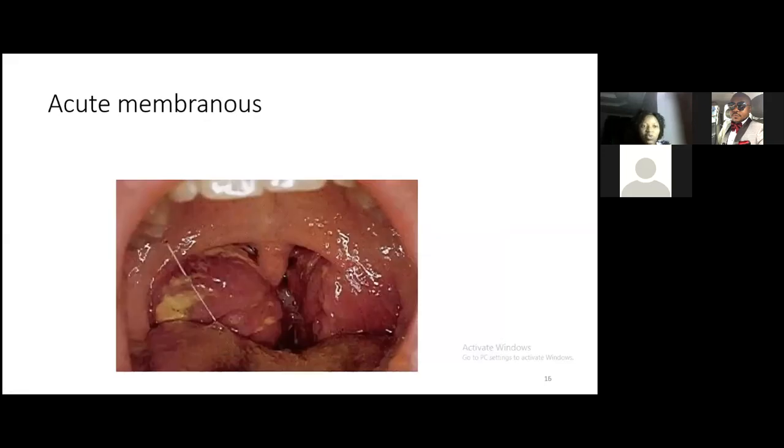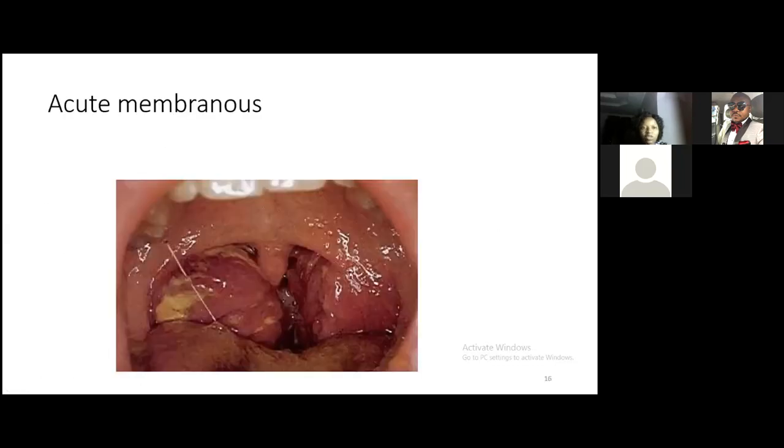Now, the next one is the acute membranous. This is the typical presentation that is seen, especially in bacterial infection, where you see there's enlargement of both tonsils and you could see exudates. Usually the enlargement can even overshadow the presence of the uvula or even displace it, as it's seen here.